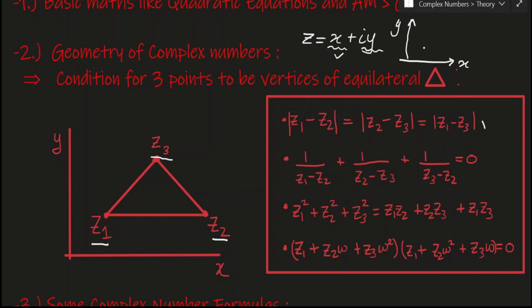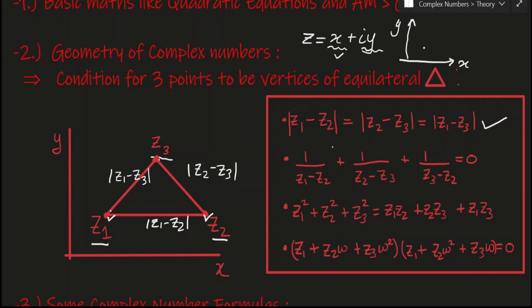The first condition is as follows, which is mod of z1 minus z2 is equal to mod of z2 minus z3 is equal to mod of z1 minus z3. Now, what this says is mod of z1 minus z2 is nothing but the distance between the points of z1 and z2. Now, this formula is nothing but telling us that all the sides of the equilateral triangle are equal in length. So this is mod of z1 minus z2, this is mod of z2 minus z3, and this over here is the distance between z1 and z3, which is nothing but mod of z1 minus z3.